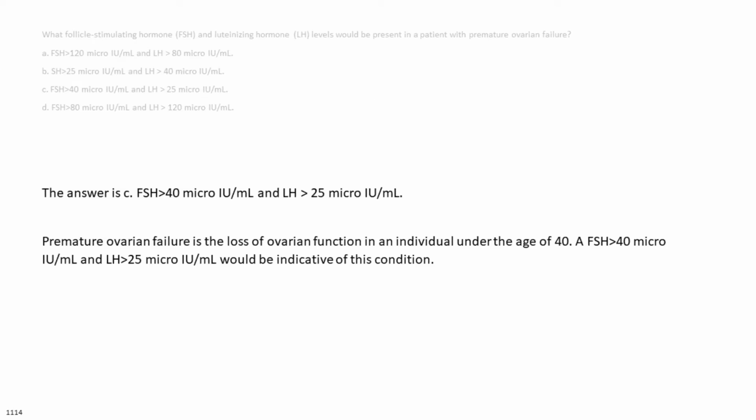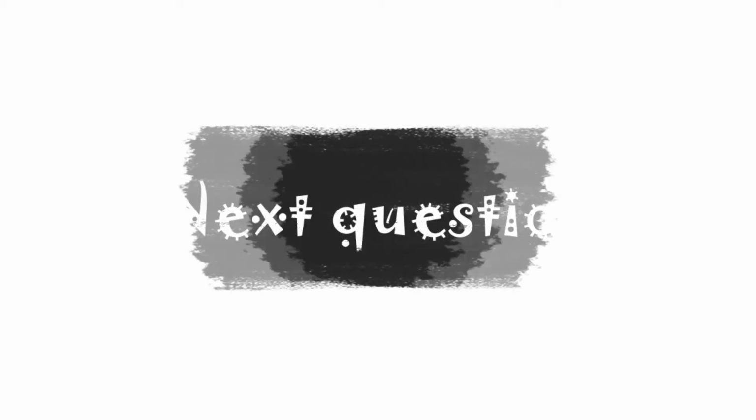The answer is C. FSH greater than 40 micro-international units per milliliter and LH greater than 25 micro-international units per milliliter. Premature ovarian failure is the loss of ovarian function in an individual under the age of 40. An FSH greater than 40 micro-international units per milliliter and LH greater than 25 micro-international units per milliliter would be indicative of this condition.